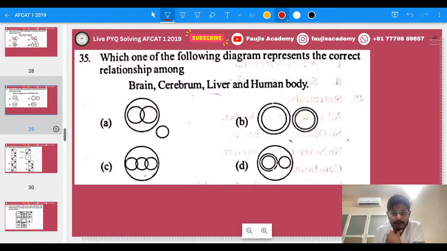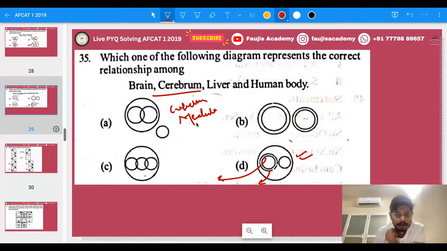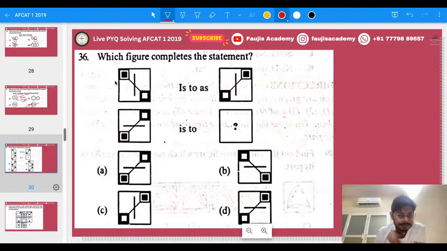Right. 35D. Yes, that's absolutely correct. Okay. 35D. Okay. Human body. This is the complete human body. This is the brain. And inside brain you will have three parts: cerebrum, cerebellum, okay, and medulla oblongata. Okay. These are the parts. Okay. And liver. This is the liver. Okay. So we'll go ahead with 35D.